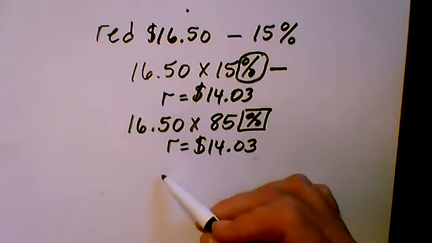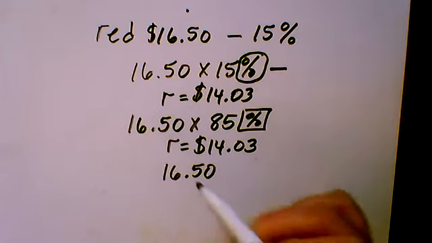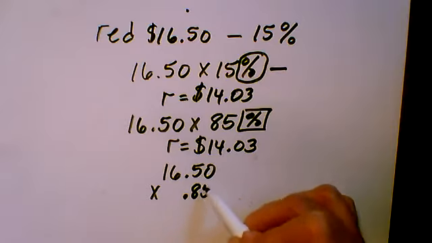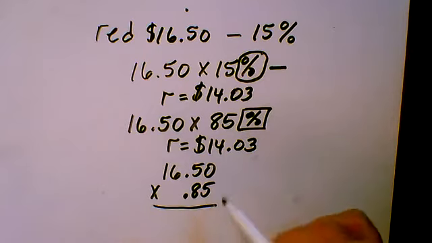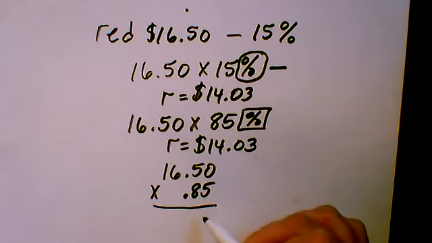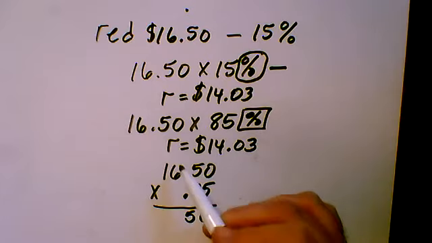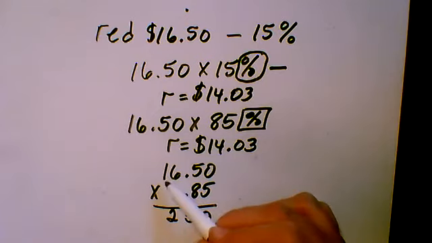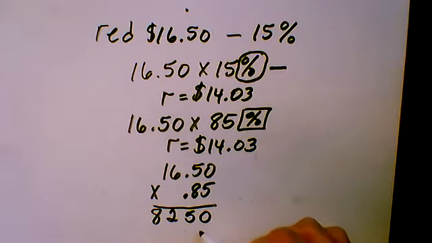Now, of course, if you don't want your child working with the calculator, or you don't happen to have it at hand, this problem can also be solved by saying $16.50 times 0.85. That takes care of the percent button. And then we can go ahead and do the calculation. So this would, of course, be 5 times 5 is 25. 5 times 6 is 30, plus the 2 is 32. 5 times 1 is 5, plus the 3 is 8. So that would be 82.50.